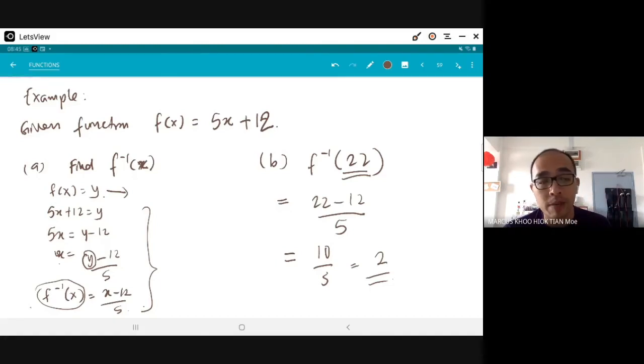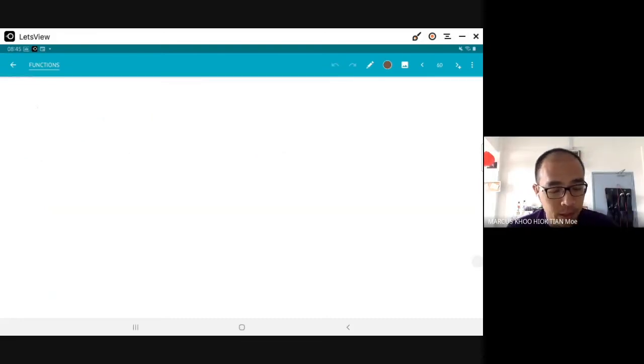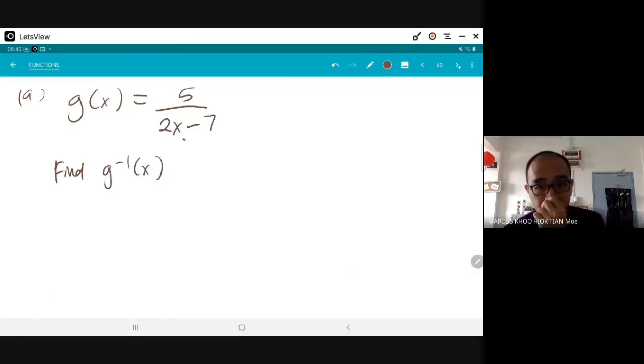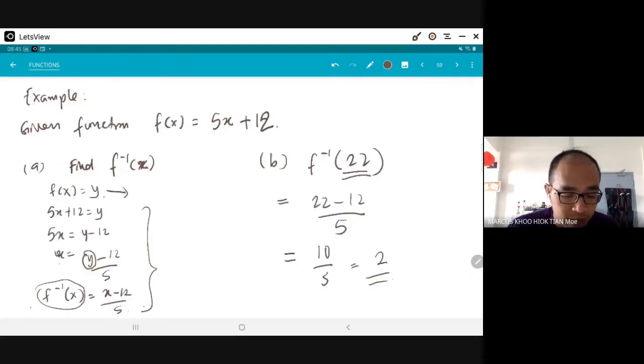Okay, alright. Let me give you one more example. Let's say I give you g(x) equals 5 over 2x minus 7. This is a bit harder, but doable. 5 over 2x minus 7. So the question is, find the inverse function of x. This is the function, find its inverse function. Give it a try. Refer back to example A. Which example is this? I don't know. Example 49, I don't know. Okay, just try.